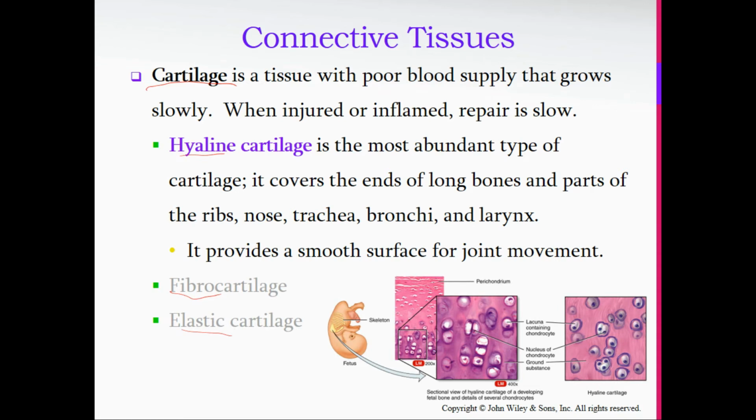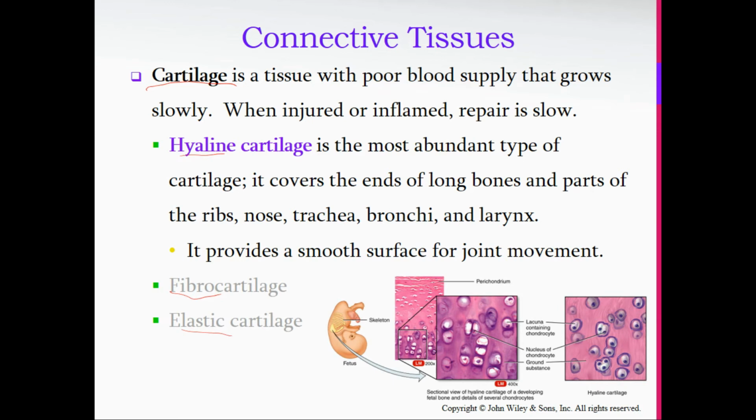So the first type of cartilage is called hyaline cartilage. It is the most abundant type of cartilage. It covers the ends of long bones and parts of the ribs. It makes up your nose. The rings of cartilage in your trachea are made of hyaline cartilage. It makes up the bronchial tubes and will make your larynx or your voice box. So there's a lot of hyaline cartilage.